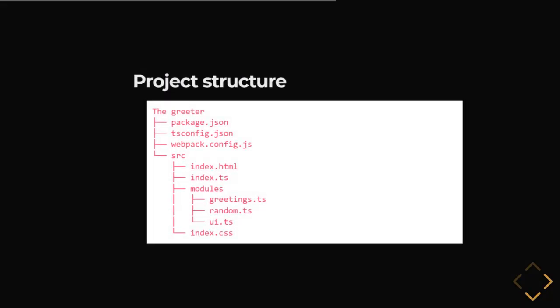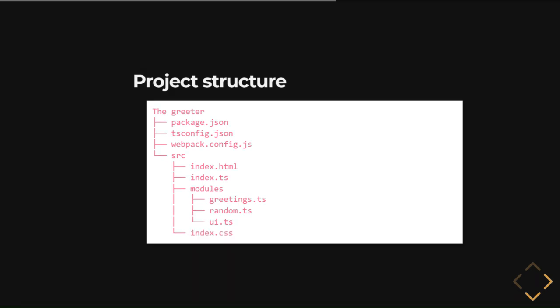Here is the project structure. It will have a main single HTML page, index.html. The app entry point will be index.ts. It will have some modules like greetings, random, and UI. We will have a main CSS file for styling and use Bootstrap to help with responsiveness.